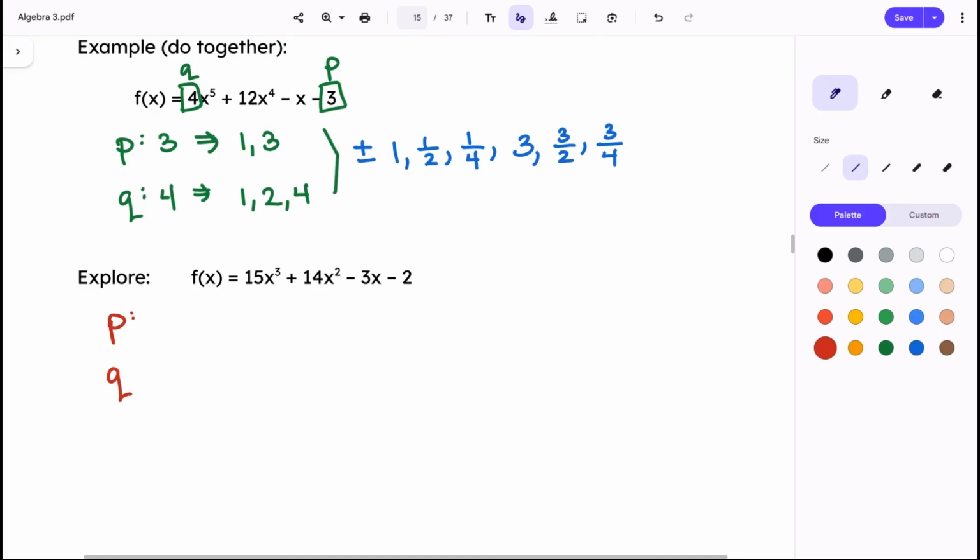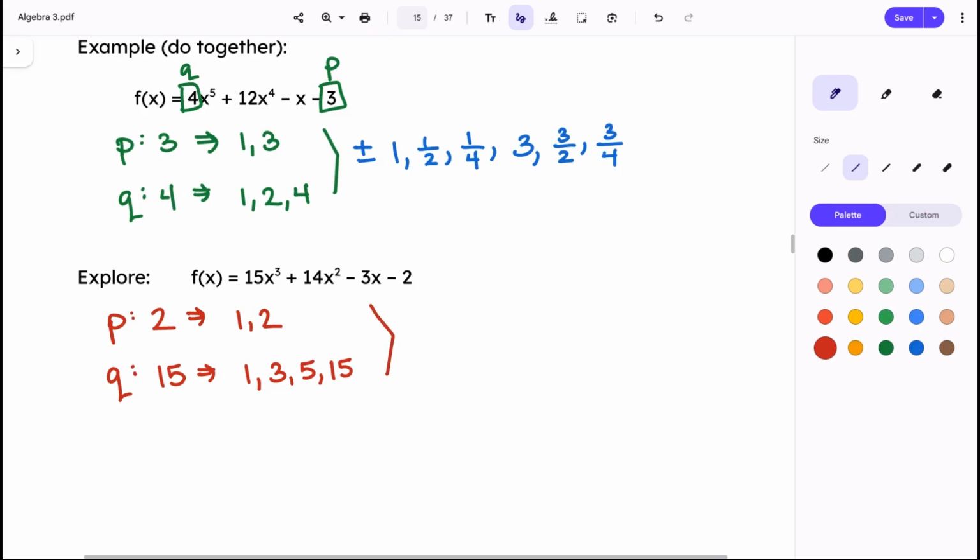All right, what's your P for this one? Okay, I'm just going to put 2 down. Q? Okay, what are factors of 2? 1 and 2. Factors of 15? 1, 3, 5, 15. Good. Okay, now we're going to start doing P's over Q's.